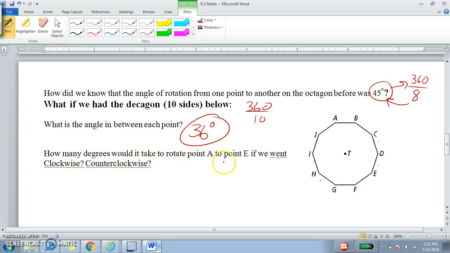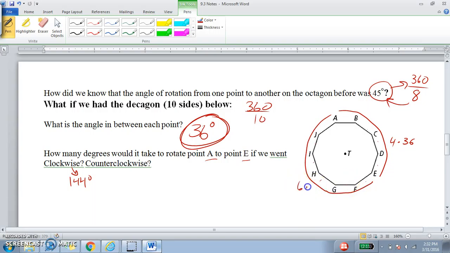So how many degrees would it take to rotate point A to point E if we went clockwise and then if we went counterclockwise? So A to E, if we go clockwise, is 1, 2, 3, 4 spots. Okay, so 4 spots, and each spot is 36 degrees. So we just take 4 times 36, and that would give us 144. So 144 degrees clockwise. If we went counterclockwise, we would have to go 1, 2, 3, 4, 5, 6 spots. So now I would need to take 6 times 36, and that would give me 216.